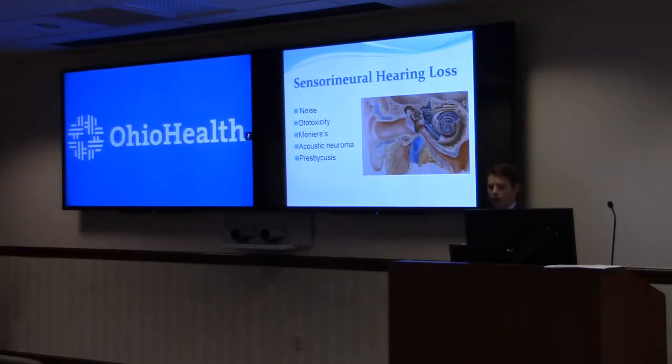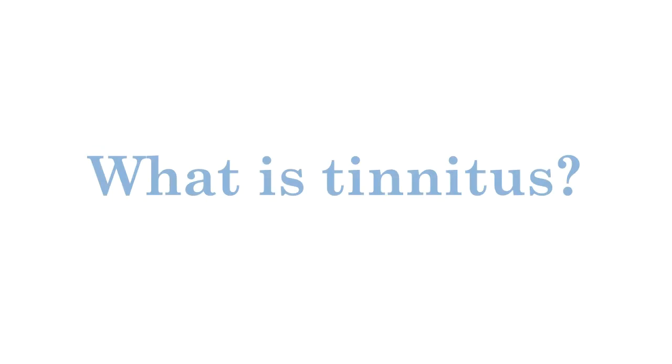Now these can be from noise exposure, they can be from drugs that can cause hearing loss, they can be from a condition called Meniere's disease, which also affects the balance part of the inner ear. Acoustic neuroma is a benign tumor of the inner ear nerve. And the most common one on this list is actually at the bottom, presbycusis, which is age-related hearing loss. By and large, presbycusis is the most common cause of sensory neural hearing loss.